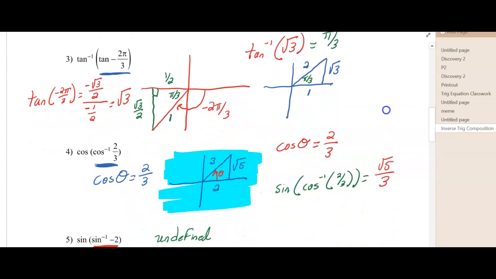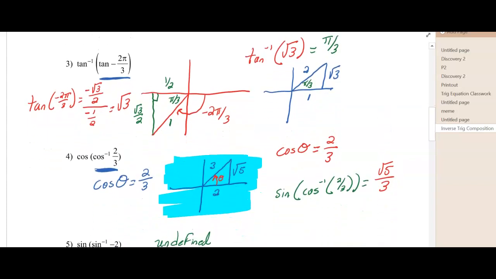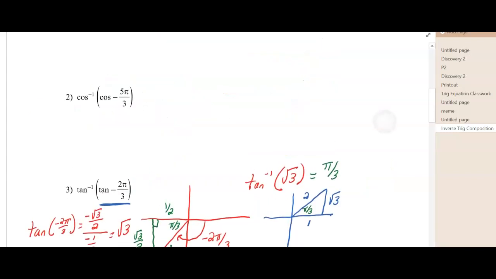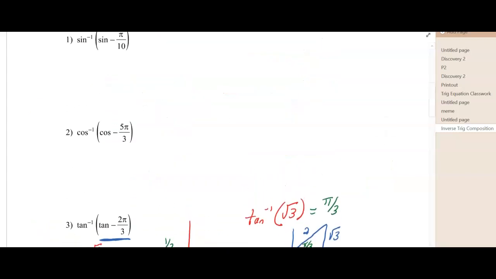Now if you were to compare problem number 3 and 4, notice in number 4, cosine inverse of 2/3 undoes each other, but in problem 3 that does not happen. Notice the inverse tangent is the outside function. So now let's take a look at problem number 2. In problem number 2, I'm going to do the same idea. I'm going to start with cosine of negative 5 pi over 3.